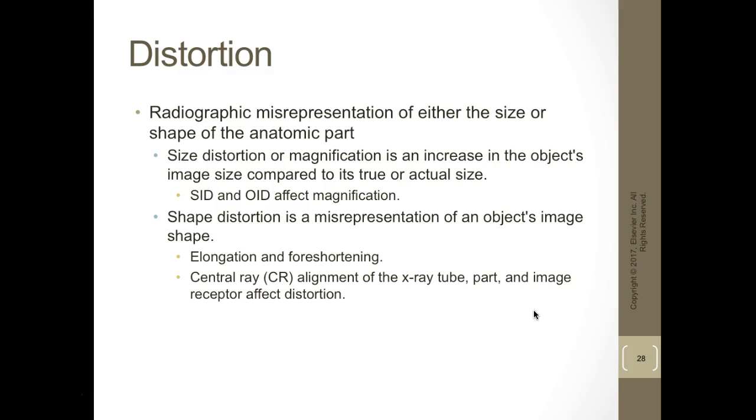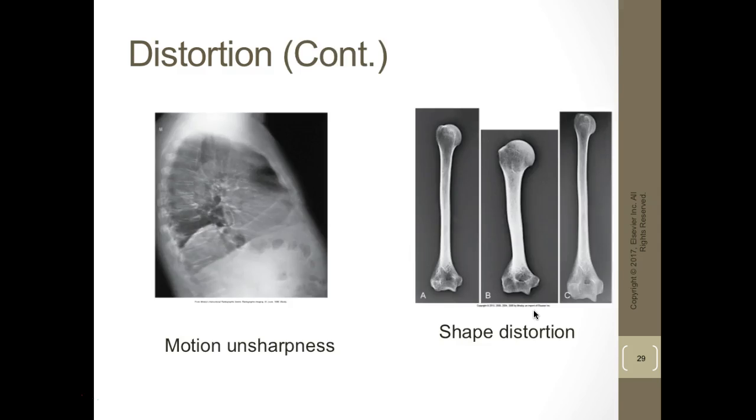Shape distortion is a misrepresentation of the object's image shape. So you have elongation and foreshortening. So that has to do with the central ray alignment and the X-ray tube. It also can be the part position and the image receptor. So if you have an angle on any of those, you're going to have distortion of the true size and shape of the body part you're imaging.